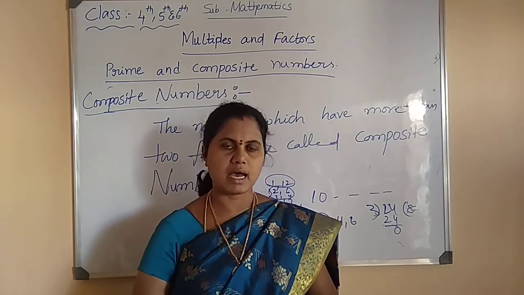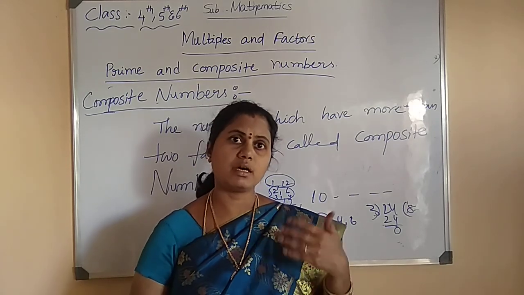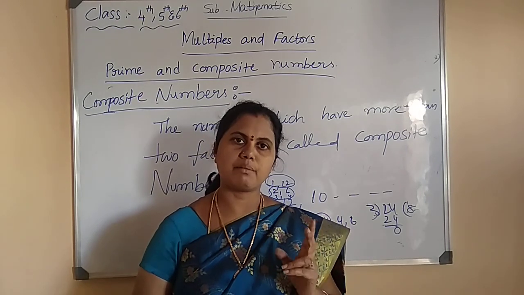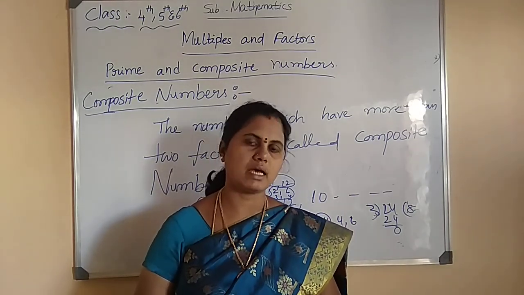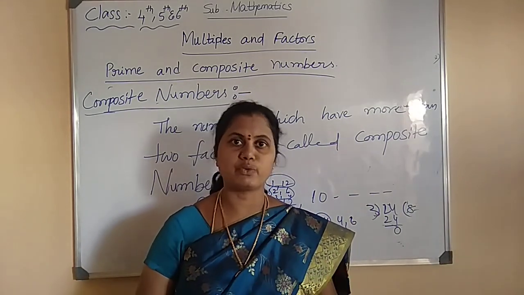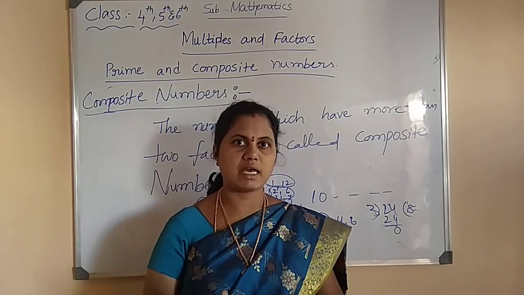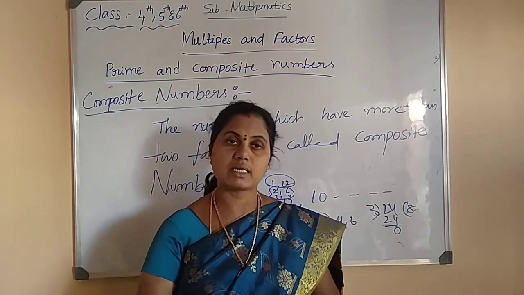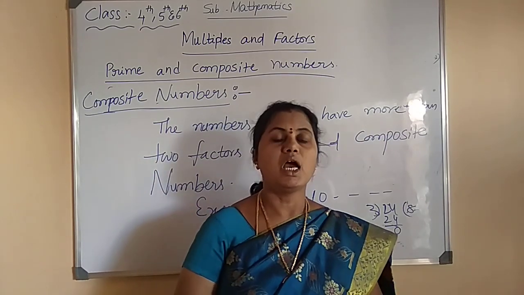The number which has only 2 factors is called a prime number. What are the only 2 factors? 1 and itself. The number which has 1 and itself as factors is called a prime number. These prime numbers we use in HCF and LCM. While finding the HCF and LCM by division method, we will use the prime numbers. These are called prime factors because we are dividing, that's why we call it a factor.